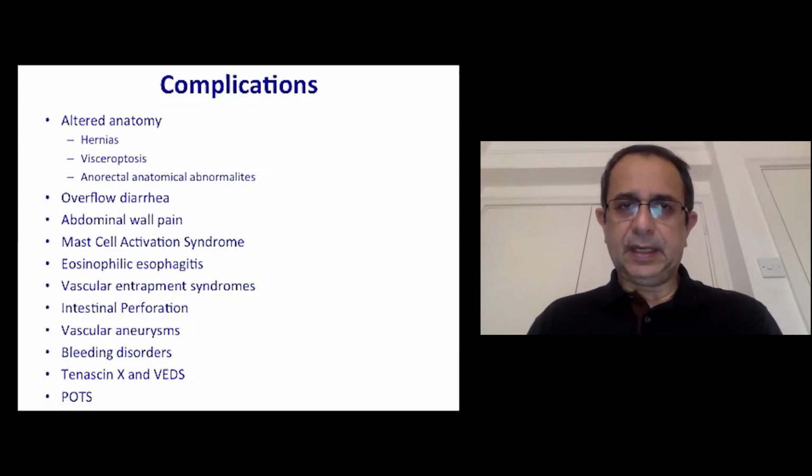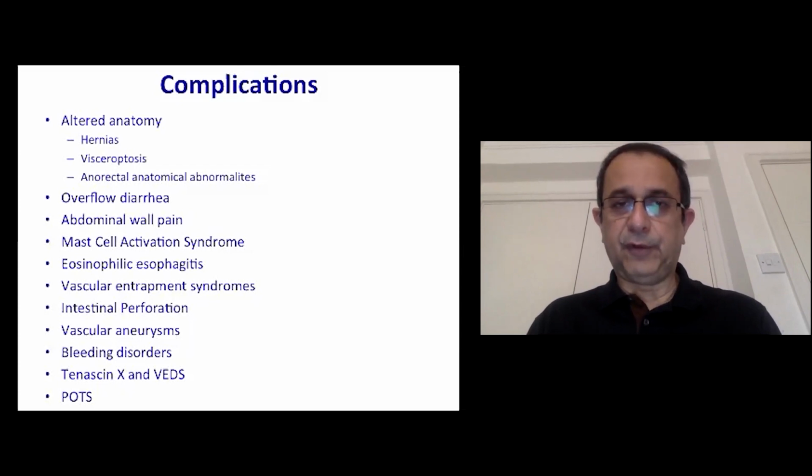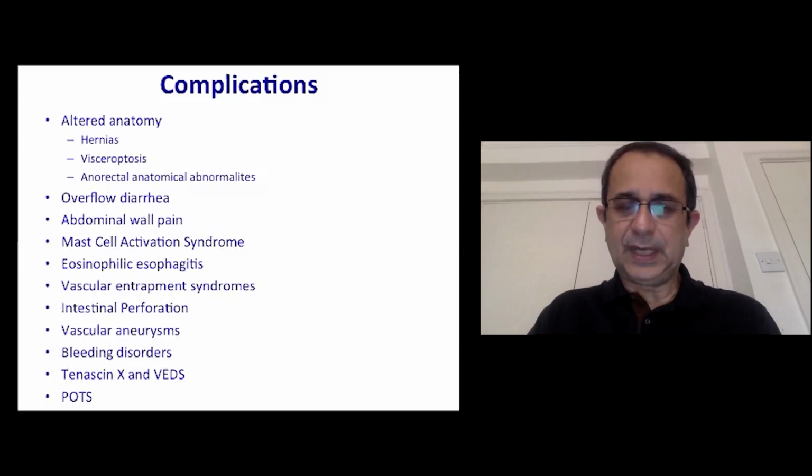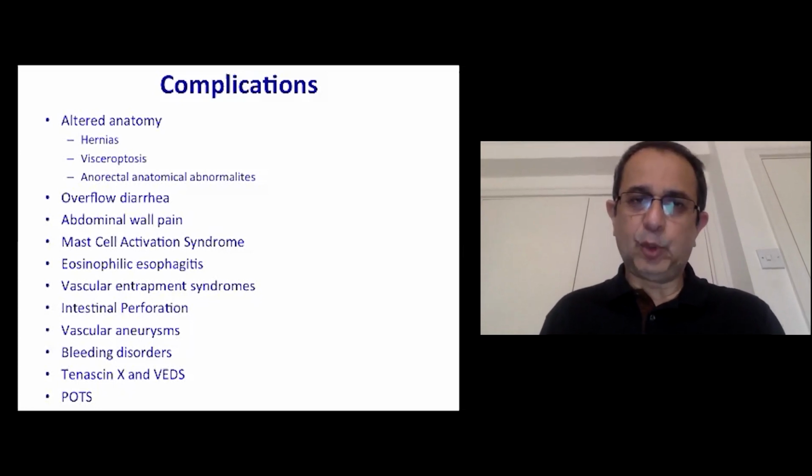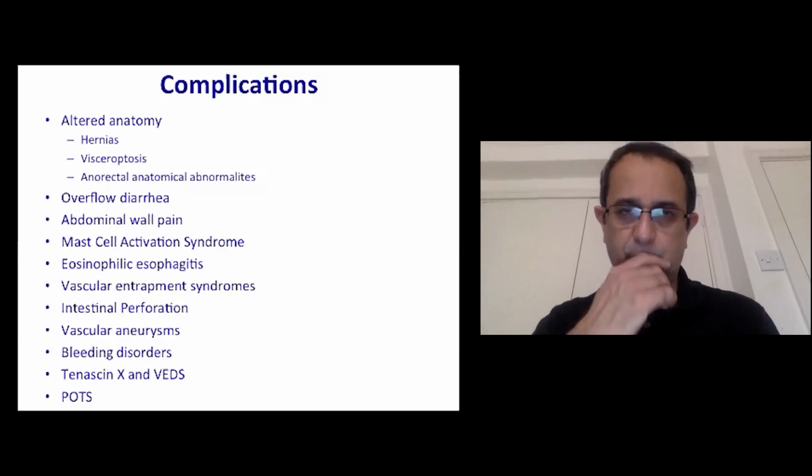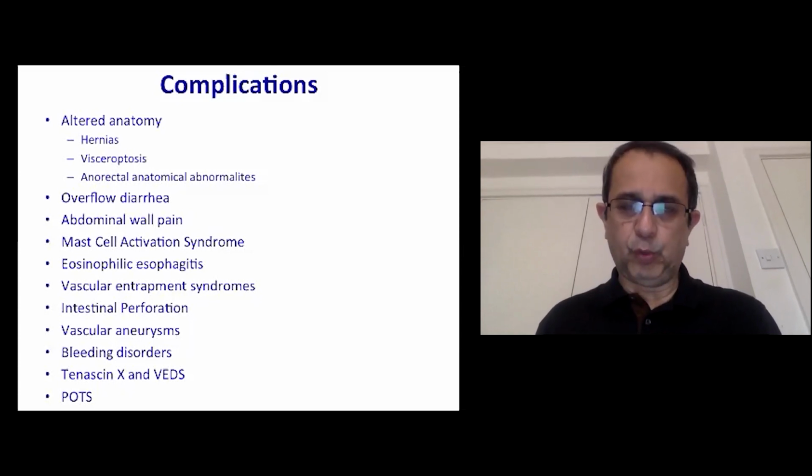Then we see a small subgroup of patients with vascular entrapment syndromes, where one blood vessel in the tummy is causing pressure on another adjacent blood vessel, and that produces symptoms. We see intestinal perforation, vascular aneurysm, and bleeding disorders, mostly in vascular EDS. I'm going to talk a little bit specifically about ACNES and vascular EDS. And finally, I'm going to touch on POTS because I know this is a common problem and we are learning more and more about how POTS affects the gastrointestinal tract.